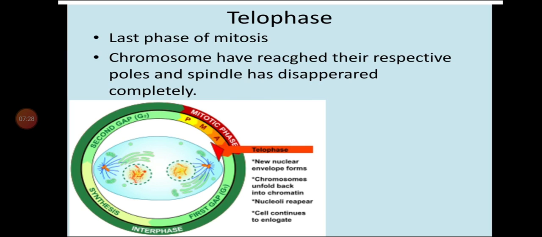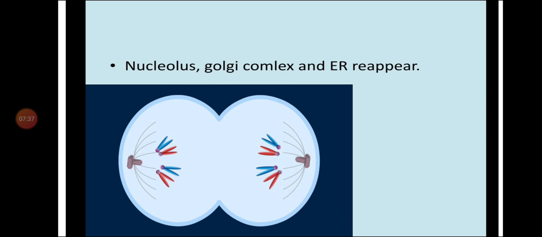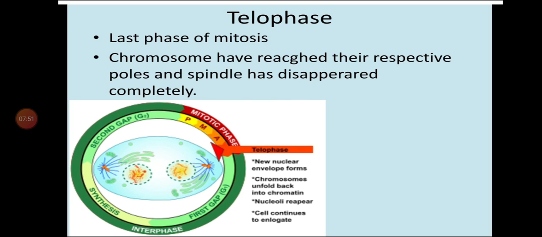Chromosomes have reached their respective poles and the spindle has disappeared completely. You can see here in the diagram the spindles have disappeared completely. Nucleolus, Golgi complex and ER, that means endoplasmic reticulum, reappear in this stage. Telophase is the final stage of karyokinesis. The chromosomes with their centromeres at the poles begin to uncoil, lengthen and lose their individuality.